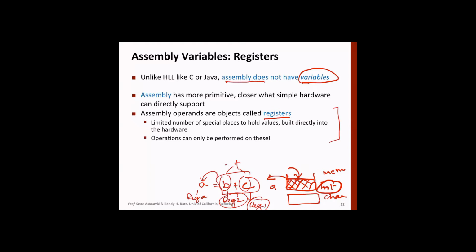So could you explain the second point, closer to what simple hardware can directly support? What's the second point, please? So assembly has more primitive operations, closer to what simple hardware can directly support. Basically, the abstraction that you have in a higher level language, where you define variables and constants and many other data structures, you don't have all those facilities available in assembly language programs.